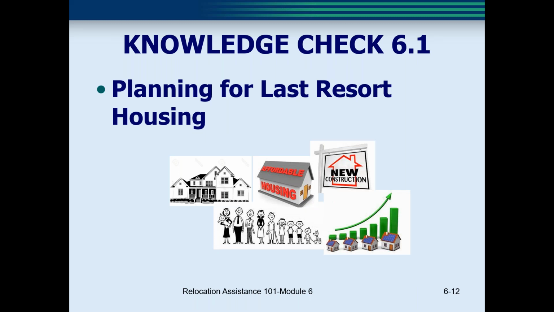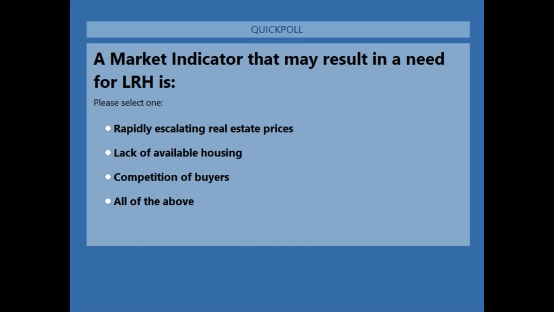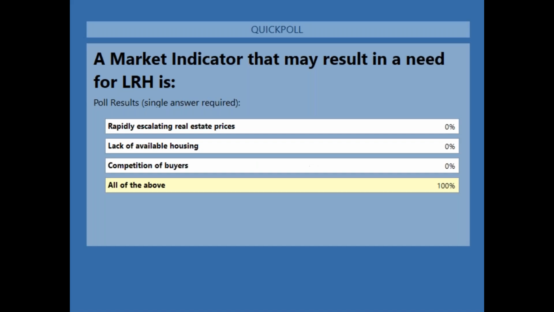Okay, question number three. A market indicator that may result in a need for last resort housing, is it rapidly escalating real estate prices? Is it lack of available housing? Is it competition of buyers? Or is it all of the above? Okay. That's correct. You all got it right. It is all of the above.